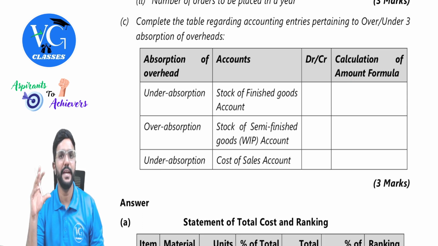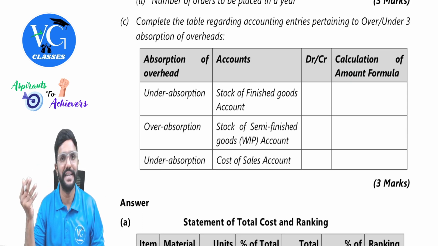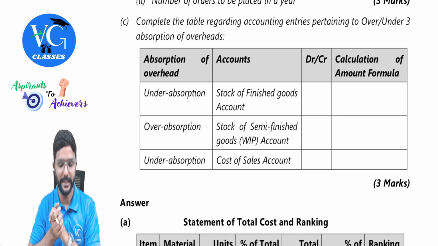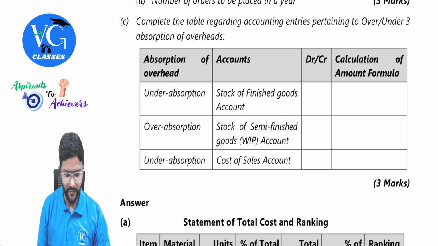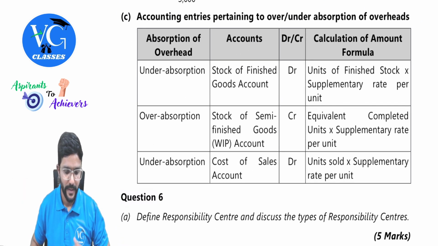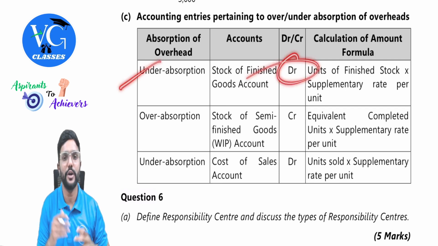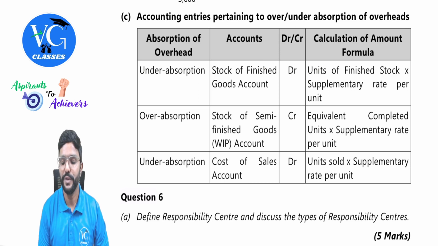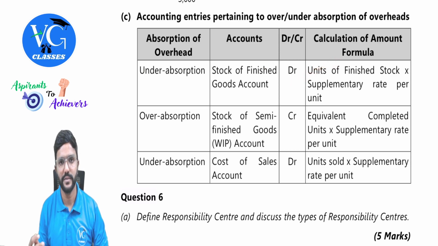And if there are any WIP units, we need to calculate equivalent units. Clear? That is nothing but number of units into percentage of work done. I will explain in the answer itself. For under absorption, we need to debit stock of finished goods account, guys. How do we calculate the value? Units of finished goods, that is closing stock, into supplementary rate per unit.